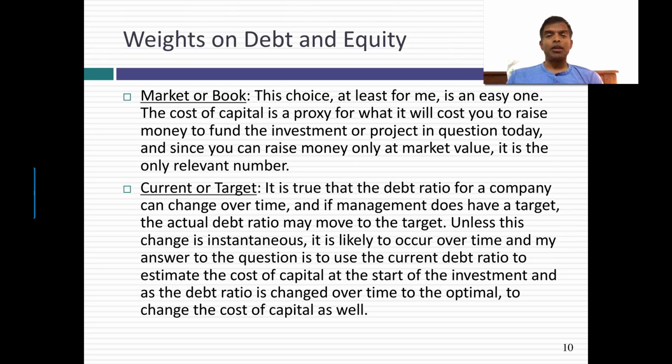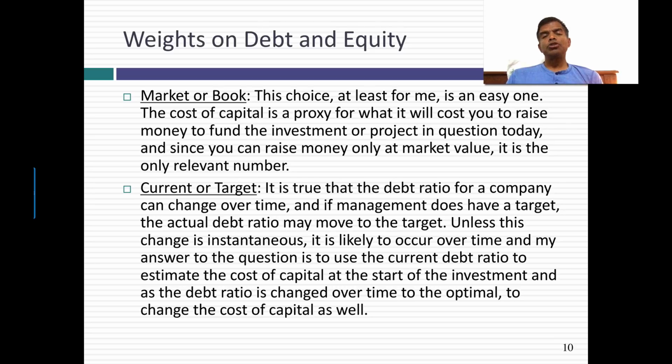And I can't raise money at book value. I have to raise money at market value. So it's got to be market value. Market value equity, market value debt. If it's a publicly traded company, market value of equity is going to be easy. Debt might be a little messier. If it's a private company, both numbers might be difficult, but I'm going to argue that even for private businesses, using book value is a recipe for disaster.